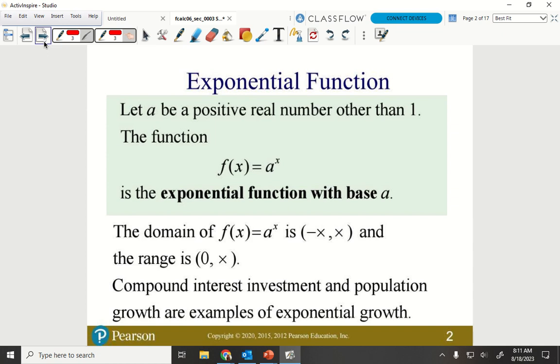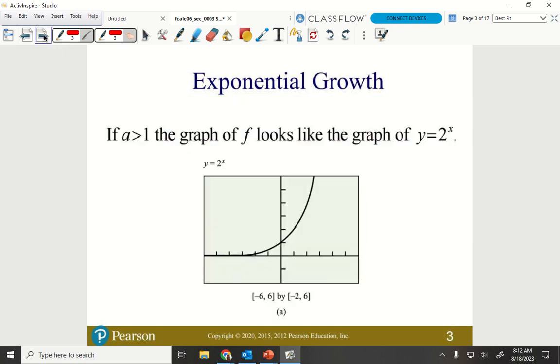Anyway, so the domain of this is from negative infinity to positive infinity, and the range is from 0 to infinity. Does that make sense? Probably not, right? But it will make sense when we actually have real problems with it. Compound interest, investments, and population growth are examples of exponential growth.